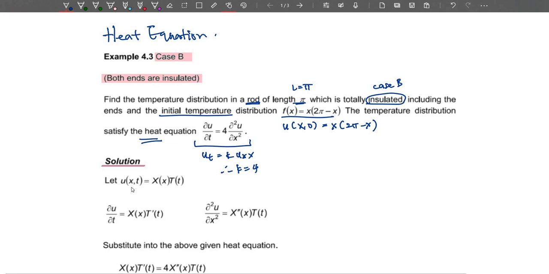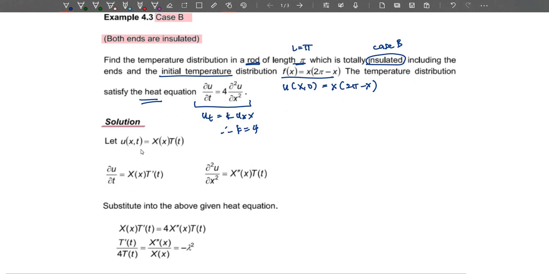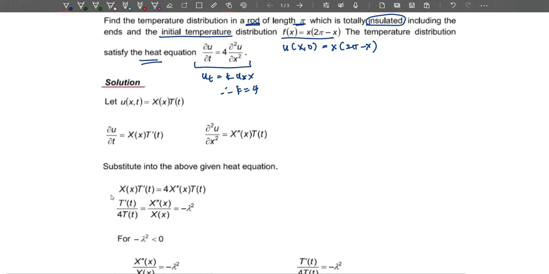The solution. First, we need to let u(x,t) equal X(x) times T(t), because here it is composed of x and t. So del u over del t is X T prime, and del squared u over del x squared is X double prime T. We substitute both into the above given equation. So we will have this equation: X T prime equal to 4 X double prime T. Rewrite it as such.